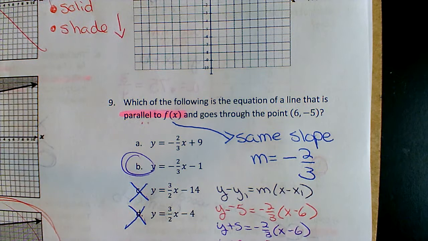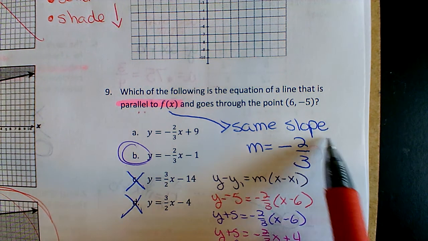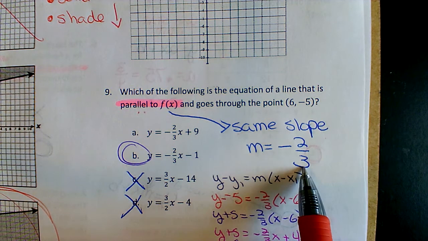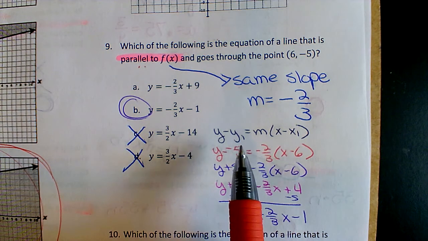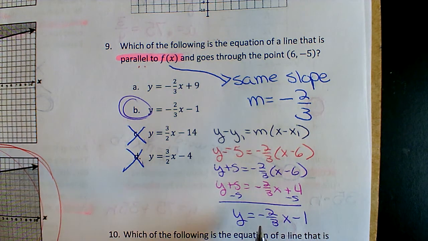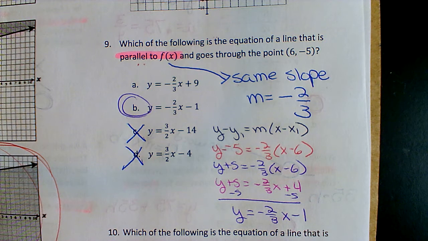Okay. So for number 9, if I know that my equation of the line is parallel, that means it has the same slope. So I'm going to use the same slope that we found when we were counting it, and then do the whole point slope equation. I can go over here and I find out my answer is B.